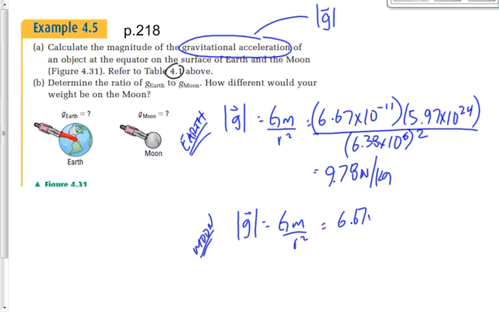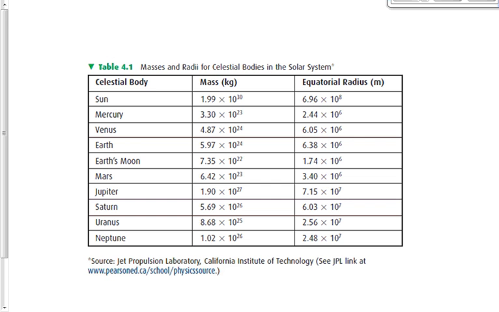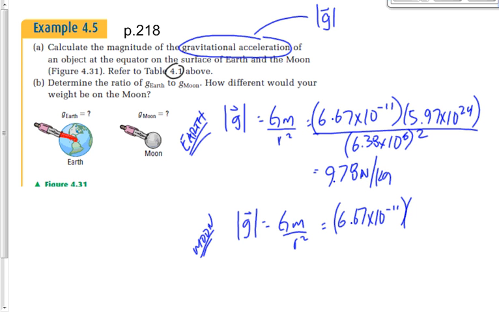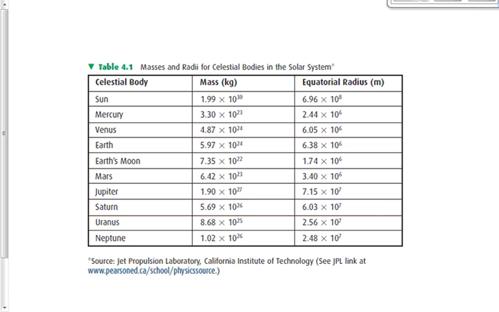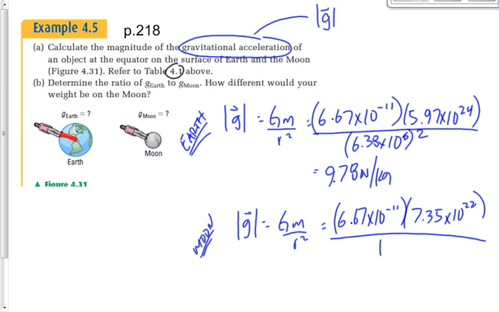6.67 times 10 to the minus 11 times the mass, which I don't remember what that is. The mass of the moon is 7.35 times 10 to the 22. Divide that by the radius of the moon. The distance from the center to the surface is 1.74 times 10 to the 6, which we got to square.